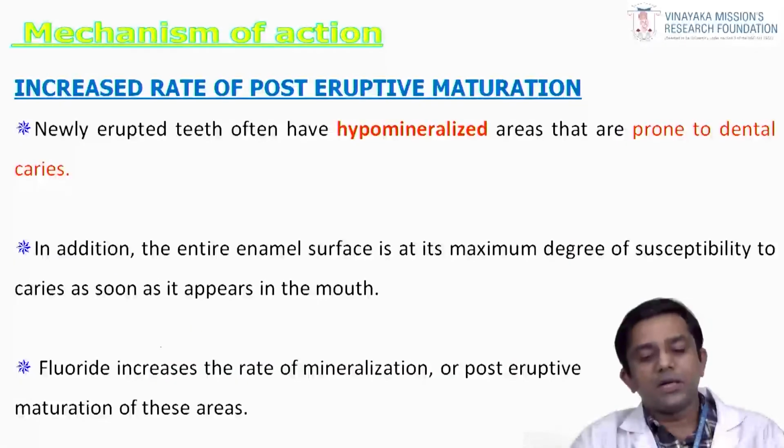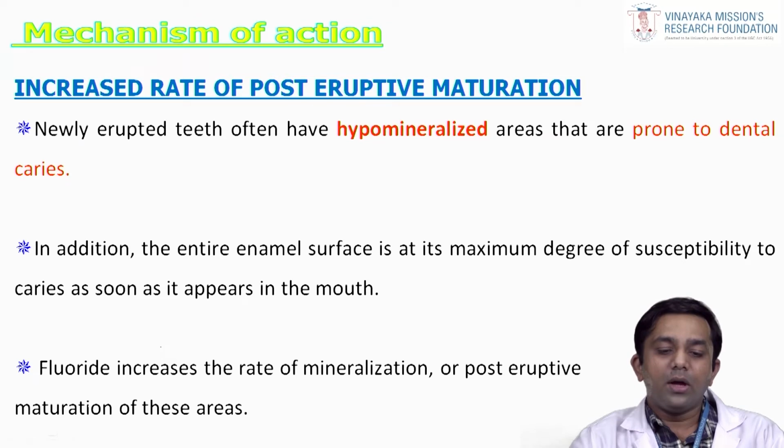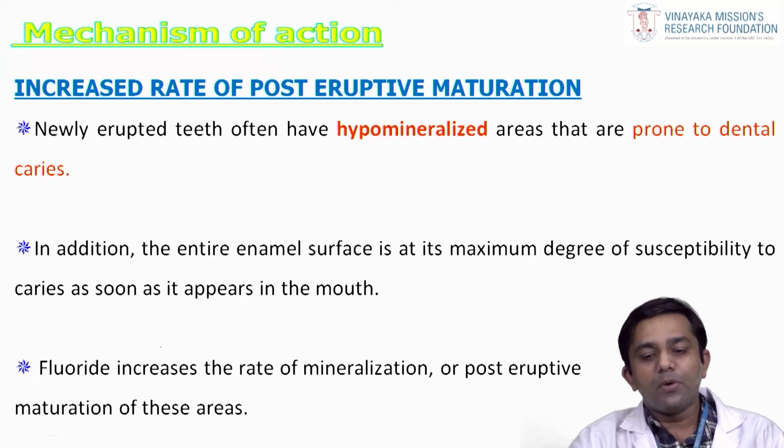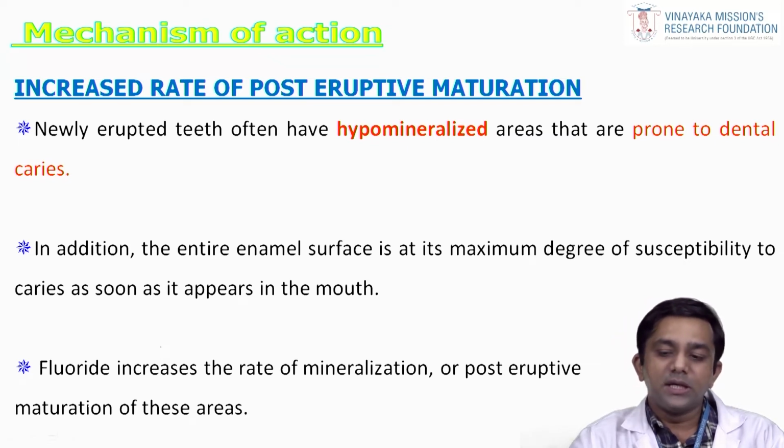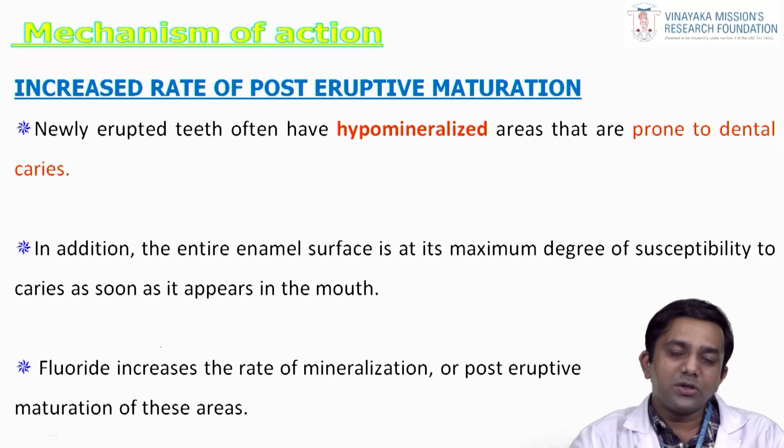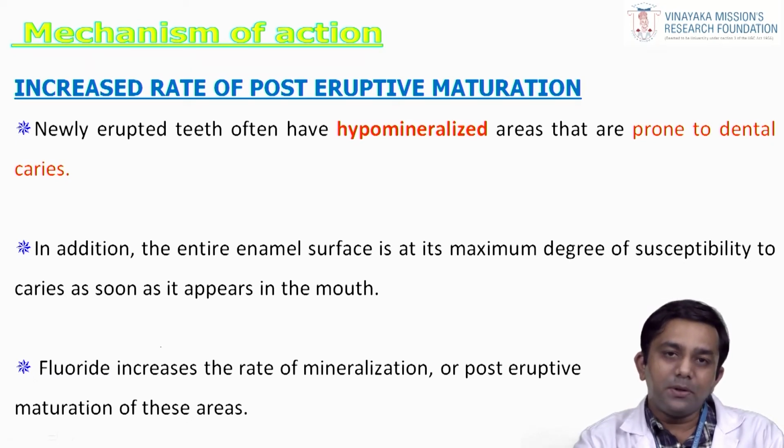Next is increased rate of post-eruptive maturation. After a tooth has erupted into the oral cavity, there is an increased rate of post-eruptive maturation. A recently erupted tooth usually has hypomineralized areas, and these hypomineralized areas are more prone to dental caries. The fluoride acts on these hypomineralized areas or enamel opacities, and there is an increase in the enamel resistance of the tooth, making it more caries resistant. These hypomineralized areas are otherwise more susceptible to dental caries.